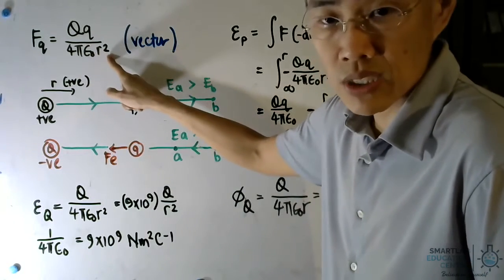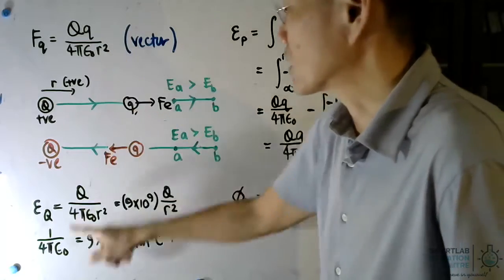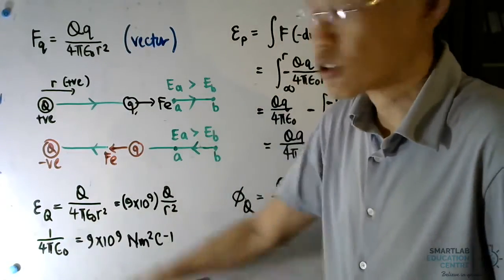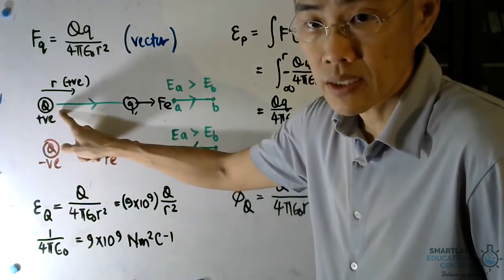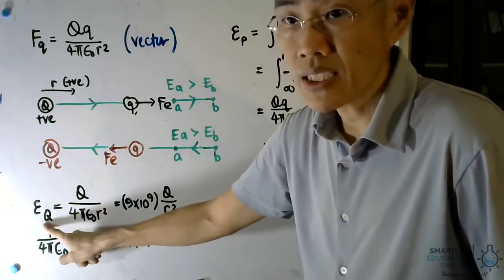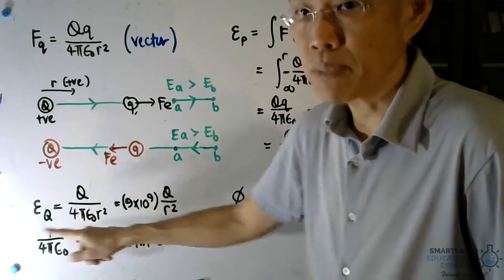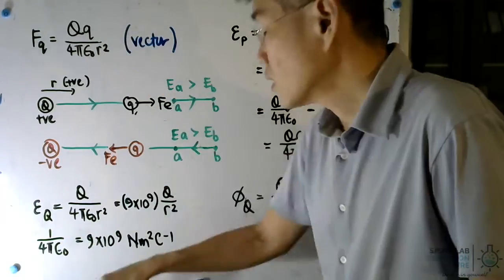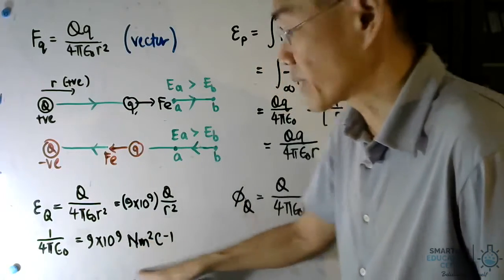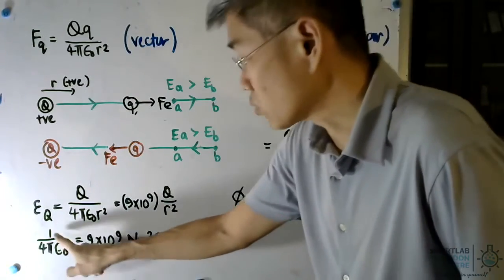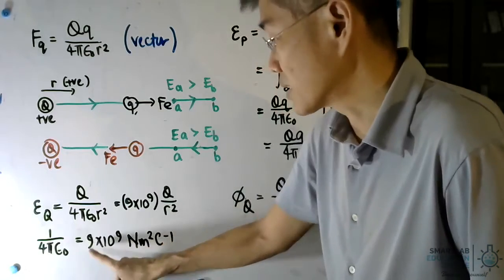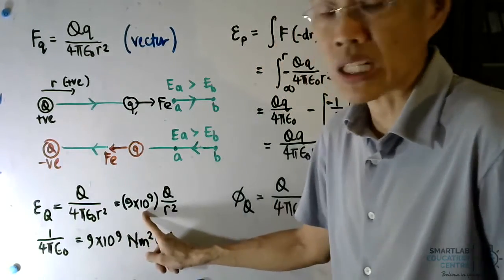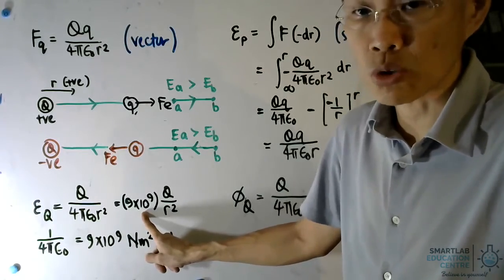From the electrostatic force of attraction, we can now derive the electric field strength. The electric field strength provided by capital letter Q is defined as the electrostatic force acting per unit positive charge, so in this case we remove the small q. One way to do your calculations faster is to know that 1 divided by 4 pi epsilon naught is 9 times 10 to the power 9. With that as a proportionality constant, you can do calculations faster.